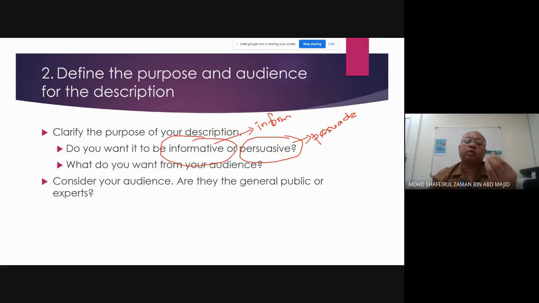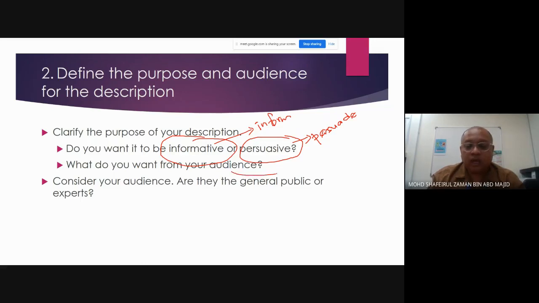You watch the presentation from the beginning until the end. They do the demonstration to all of you. Then by the end of the presentation, you feel enlightened and you feel interested to buy the product. Meaning that the seller is able to persuade you to buy or use the product. So that is what it means by informative description or persuasive description. So question number two over here: what do you want from your audience?